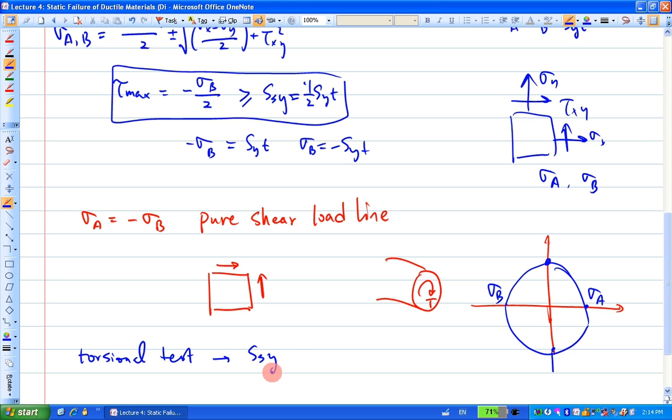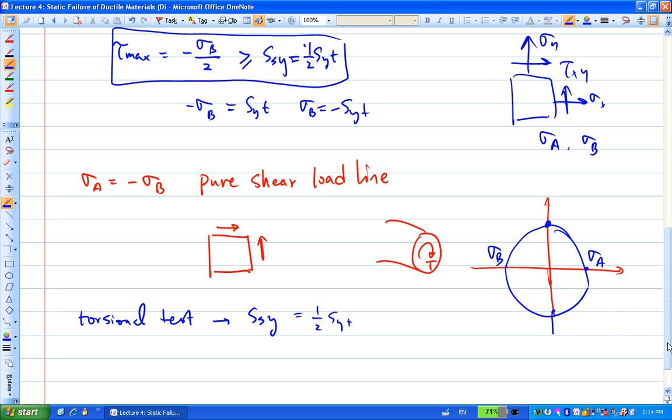We know it's half SYT, right? We know this is SYT. So I probably should be careful here. SSY. In this particular case, for MSS, we give a number which is 1/2 SYT here. However, you have to be careful, this doesn't mean that every material has this shear strength. You do an experiment, you're going to get a different number. And this value here, 1/2 SYT, that's just the value based on the MSS theory.